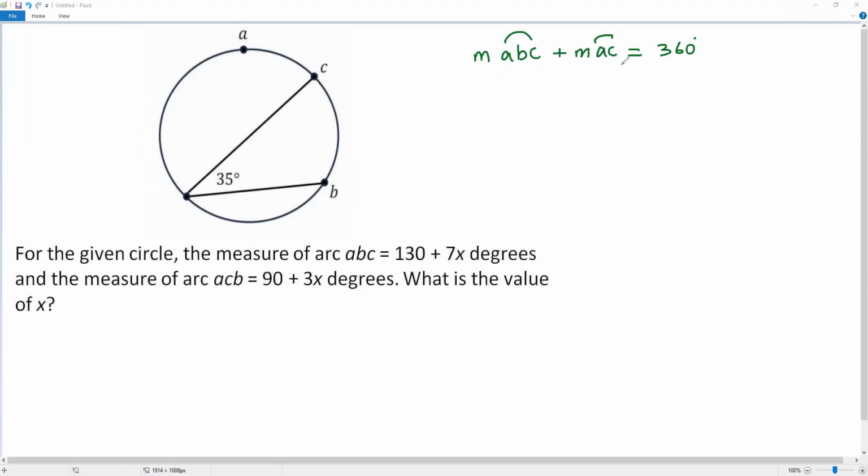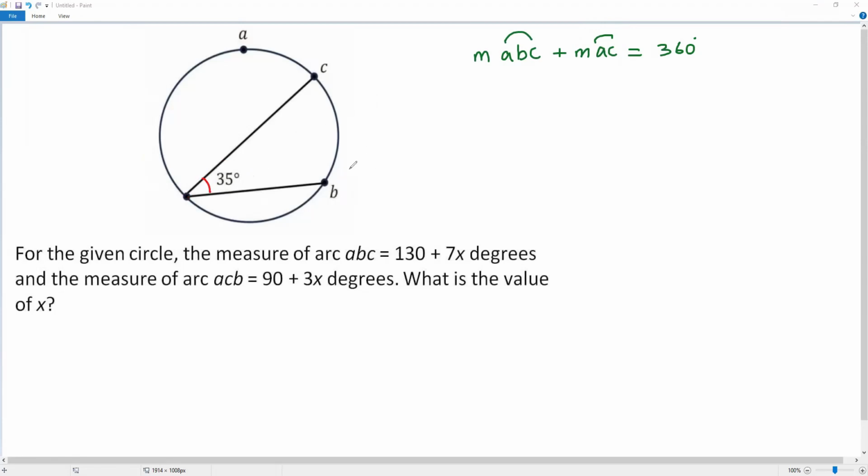And I do not know the measure of arc AC. If I know the measure of arc AC, I can plug that in over here, and we can solve for x in this equation. Now my aim is to get the measure of arc AC. For that, I consider the angle measure over here, 35 degrees. This is the angle subtended at a point of the circle by this arc BC.